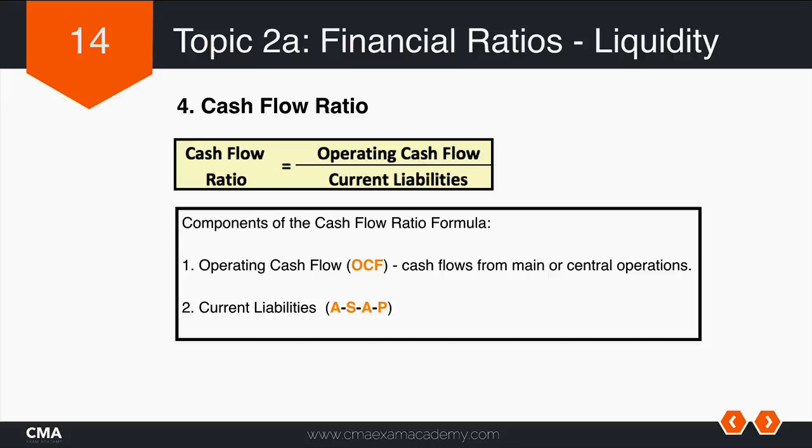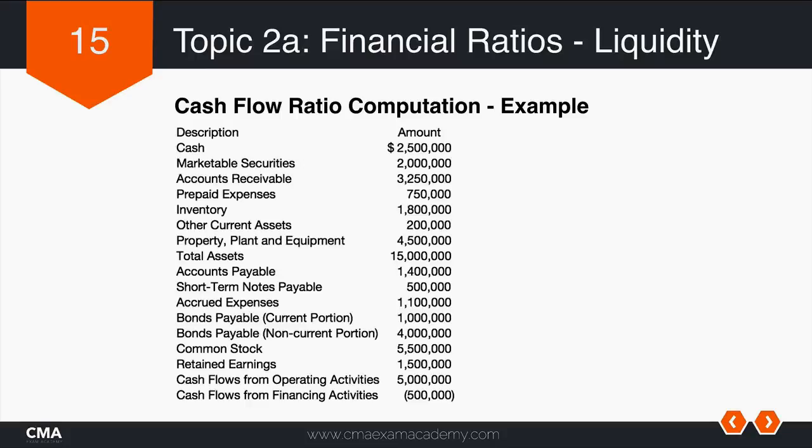Now let's go back to LiquidX Company's information and compute for the cash flow ratio. For simplicity, the operating cash flow was already provided, but in certain cases, you should compute for the cash flows from operating activities using the indirect method of cash flows. If you need to refresh on the formula, the computation can be referred to in Part 1, Section A, Financial Statements.